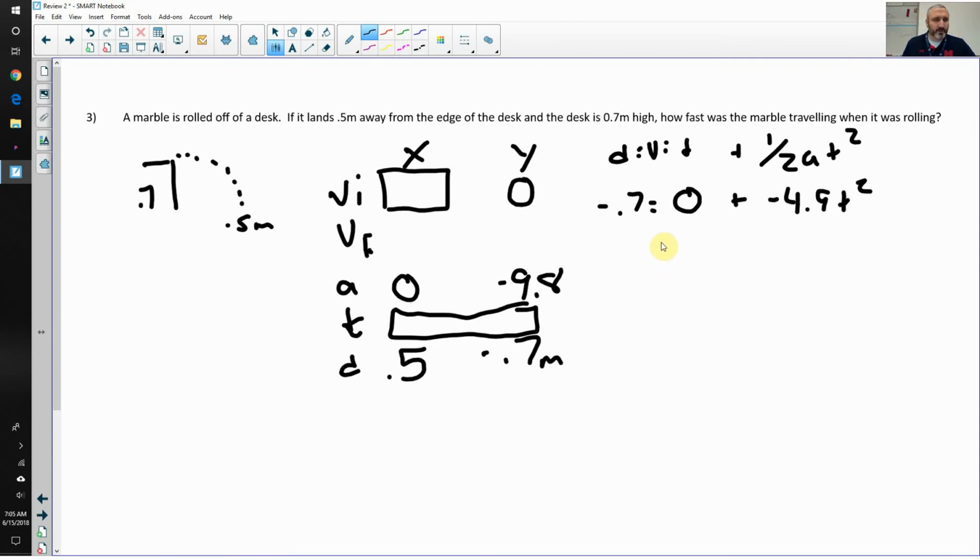Calculator turn on, negative 0.7 divided by negative 4.9. That will be 0.143, equals t squared. Boy, oh boy, I just did the 4.9. So then you're going to take the square root of both sides.